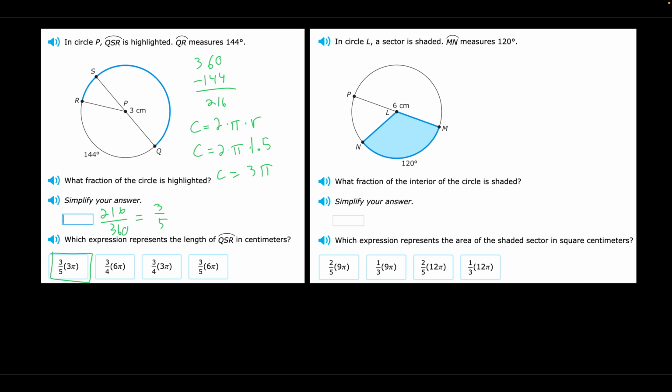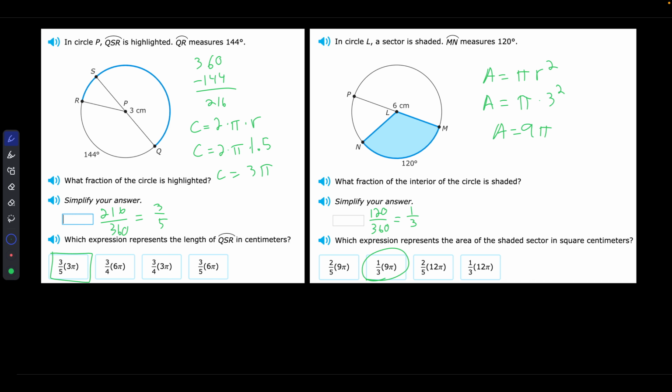For the first problem, here is the work. Fraction should have been 3/5. And then it's 3/5 of the circumference, which is 3 pi. And for the second problem, here is the work. For your fraction, you should have got 1/3. For the area, it's 9 pi. So combine those, 1/3 of 9 pi.